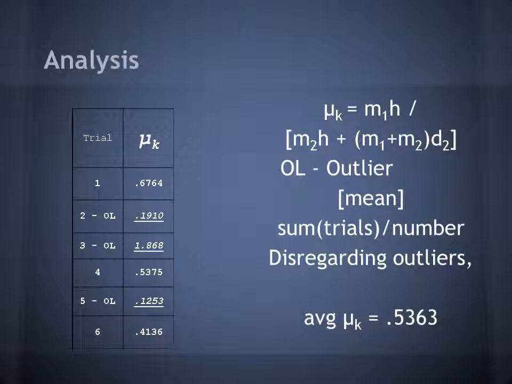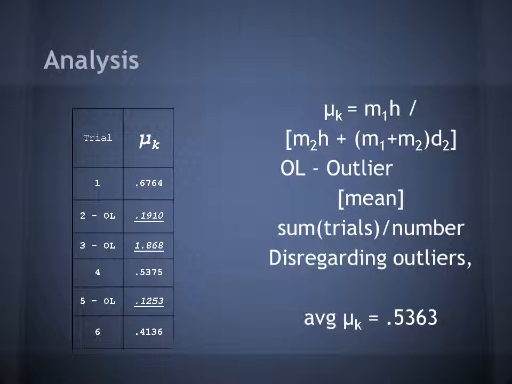I'll just reiterate the expression we developed for mu sub k in case you forgot. So mu sub k is equal to m sub 1 times h divided by the quantity m sub 2 times h plus m sub 1 plus m sub 2 times d sub 2. In trial 1, our mu sub k value was found to be 0.6764. In trial 2, it was 0.1910. Trial 3, 1.868. Trial 4, 0.5375. Trial 5, 0.1253, and Trial 6, 0.4136.